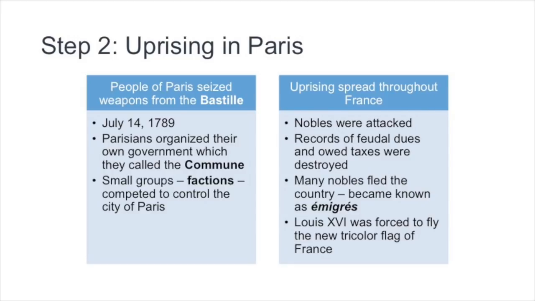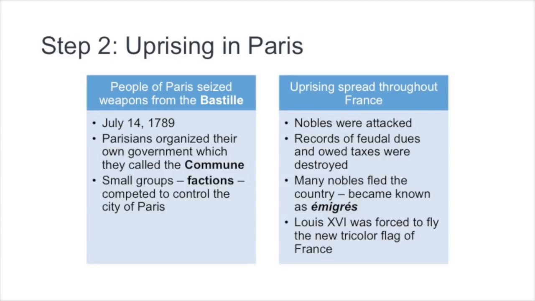Now, with this happening in the city, uprisings began to spread throughout the countryside. Nobles would be attacked, records of feudal dues and taxes owed would be destroyed, and many people would just burn down the houses of the nobles in the countryside. Many of the nobles would flee France and become known as émigrés, or people who were displaced.